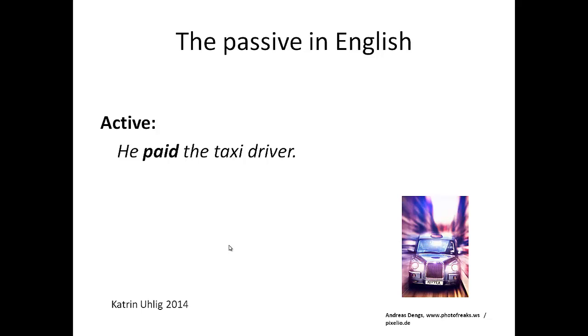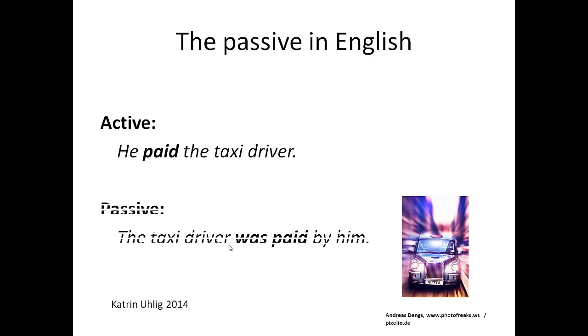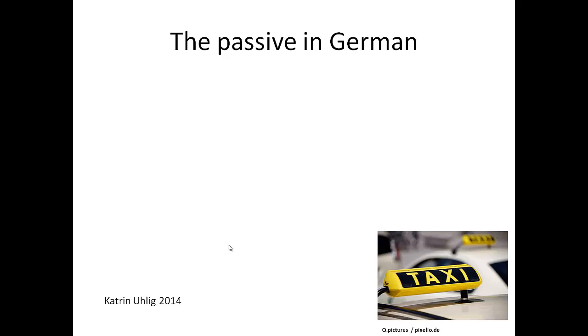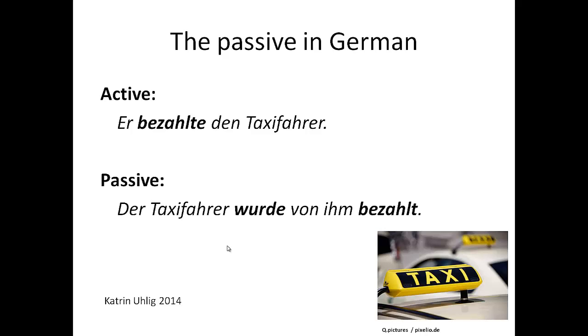Now let's look at another one, and this time in the imperfect past tense. He paid the taxi driver is an active sentence. In passive, the same sentence would be the taxi driver was paid by him. When we look at that sentence in German, we first of all notice our taxi has now changed appearance, but we also notice in the active we use a Präteritum, bezahlte den Taxifahrer. In the passive, our sentence changes to der Taxifahrer wurde von ihm bezahlt.